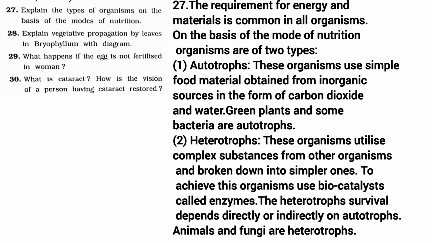Question number 27. Explain the types of organisms on the basis of the modes of nutrition. Answer. The requirement for energy and materials is common in all organisms. On the basis of the mode of nutrition, organisms are of 2 types. Number 1. Autotrophs. These organisms use simple food material obtained from inorganic sources in the form of carbon dioxide and water. Green plants and some bacteria are autotrophs.